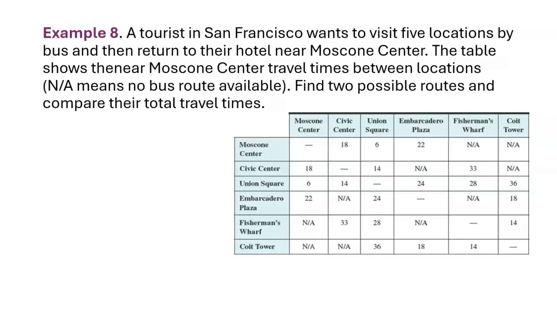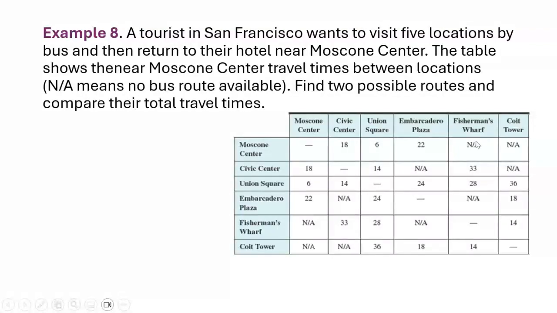The table shows, oh, I think there's a typo. The table shows the travel times between locations. And if you see an A, this means that there's no route available to travel to that specific location. Find 2 possible routes and compare their total travel times.